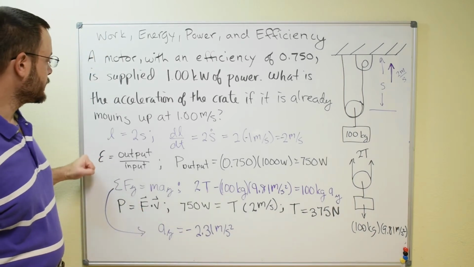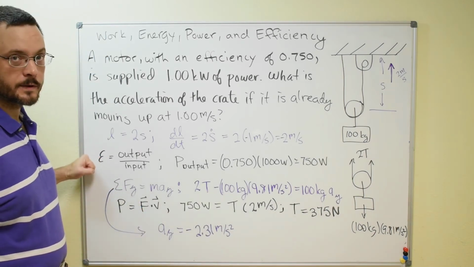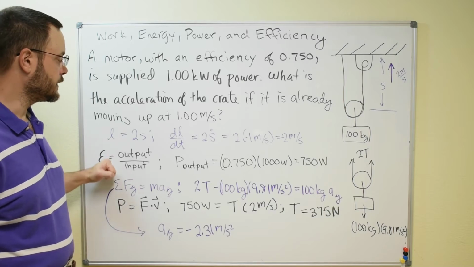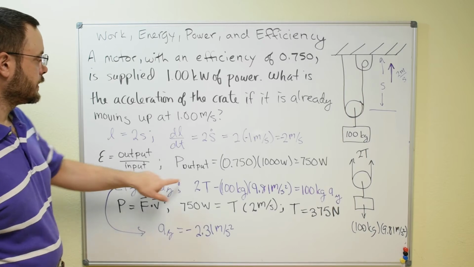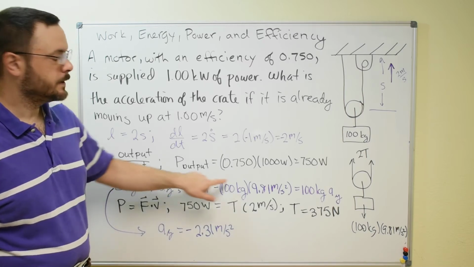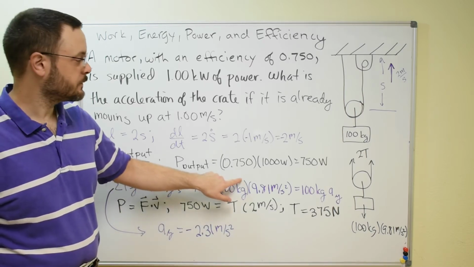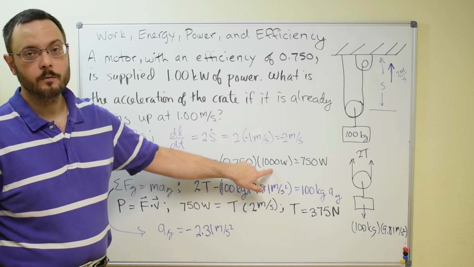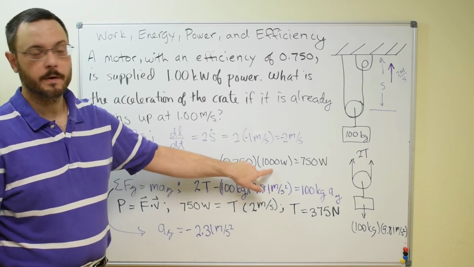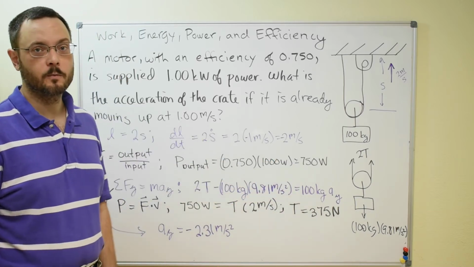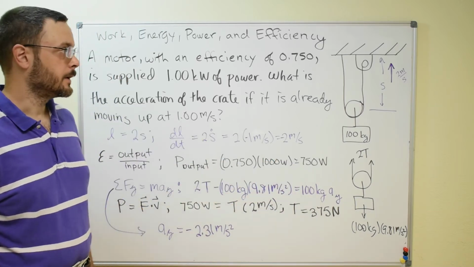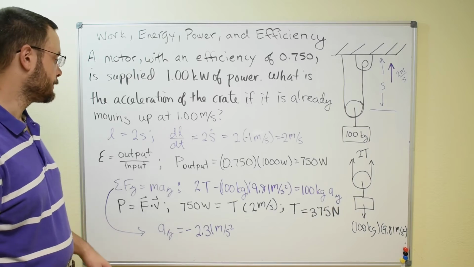So then let's think about the efficiency. So the efficiency is equal to the output divided by the input. So if we multiply through by input, we'll get that the power output is equal to the efficiency 0.75 times the 1 kilowatt, now multiplied by 1,000 to convert to watts, and we get that we have 750 watts of mechanical power that the motor is now providing.